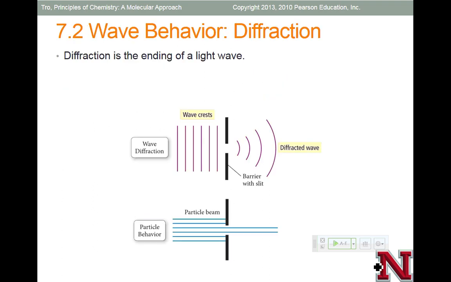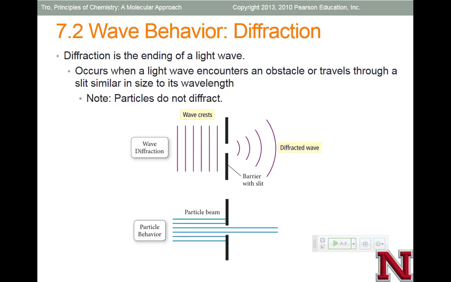We also have to understand a little bit about the behavior of diffraction. So diffraction is the bending of a light wave. It occurs when a light wave encounters an obstacle or travels through a slit similar in size to its wavelength. So what we see here, we have our wave, we have a barrier, and then we have the diffractive wave that comes through. Now, how does that differ from particle behavior? Particles don't diffract. If we take a particle and we pass it through a slit, either they're going to be stopped or they're going to go through the slit depending on the size, but it doesn't change the wave.